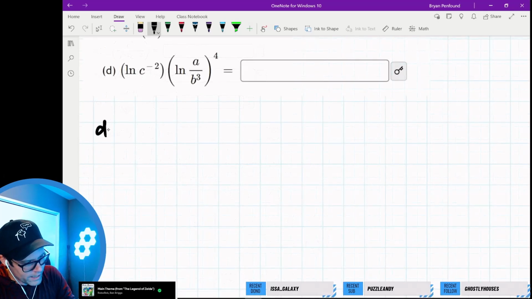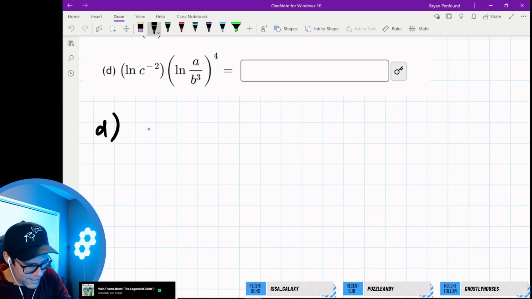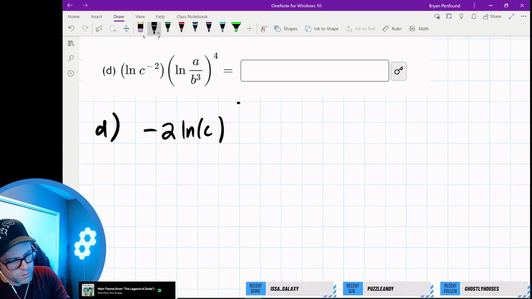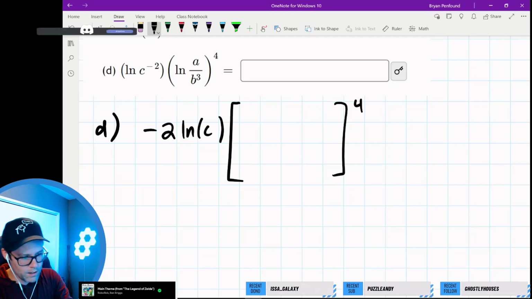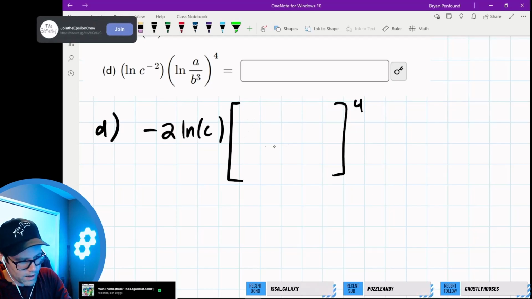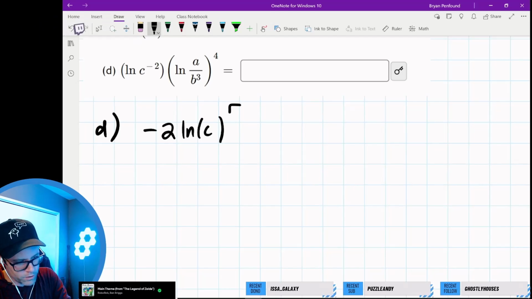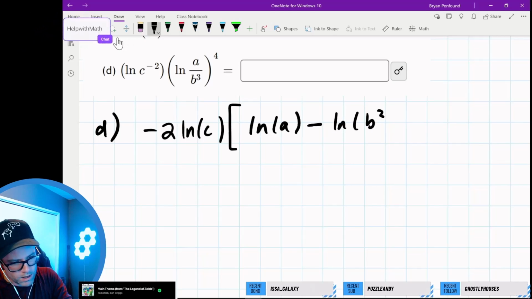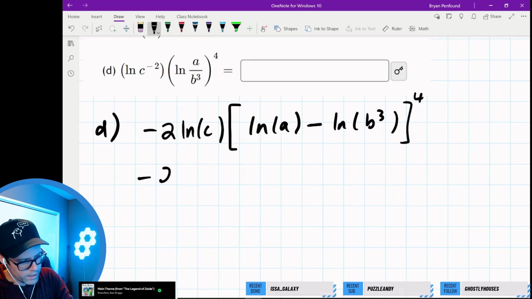All right, let's take a look at D part. D part, let's bring the 2 down, I guess. So -2 ln C. And then we're going to have to work with these logarithms inside this power. Oh, this isn't actually too bad, but I'm still going to use square brackets. So this is a subtraction. We can go logarithm A minus logarithm B cubed, because we have a division.